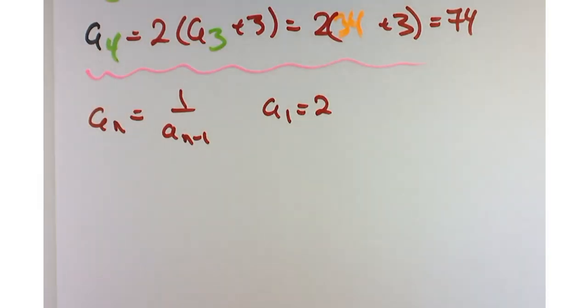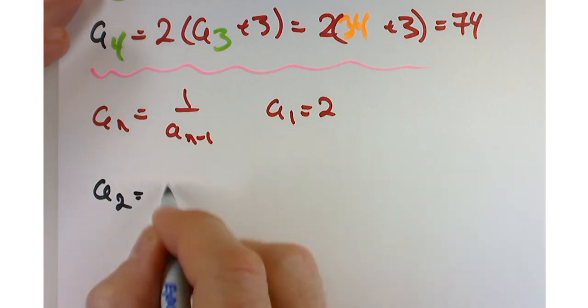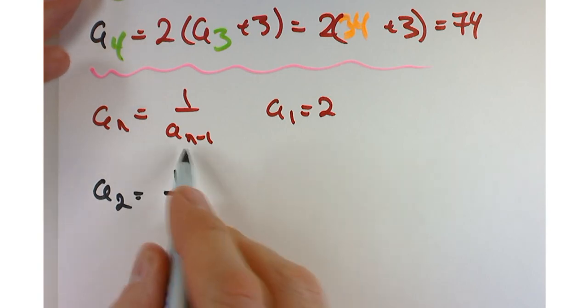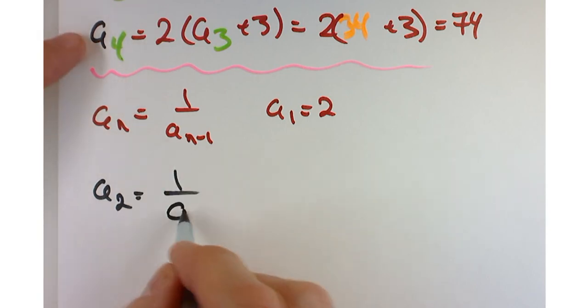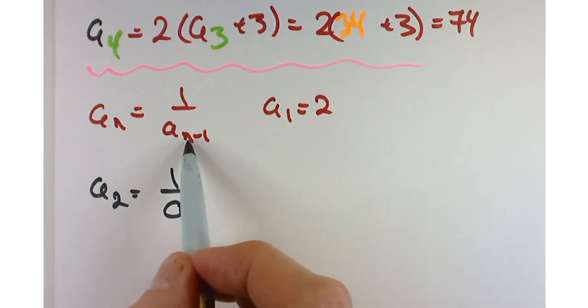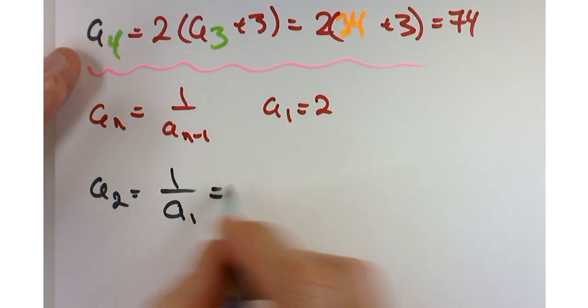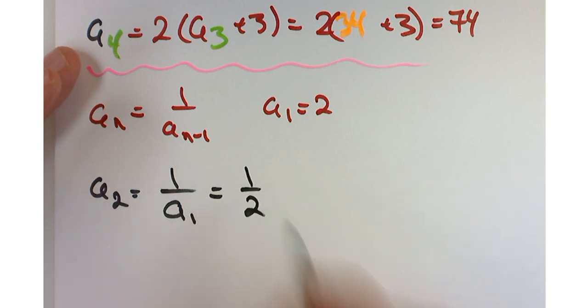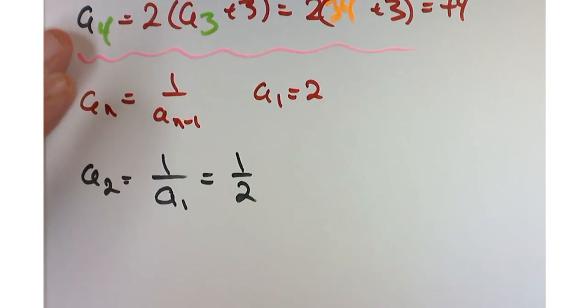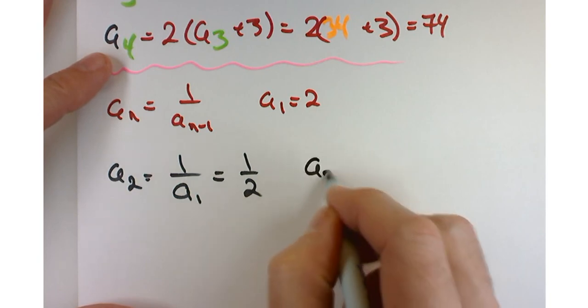Let's see if we can find a sub 2, for instance. So a sub 2 is going to be 1 over what? 1 over a sub 2 minus 1. So 2 minus 1 is 1. So it's really 1 over a sub 1, which is 1 over 2.